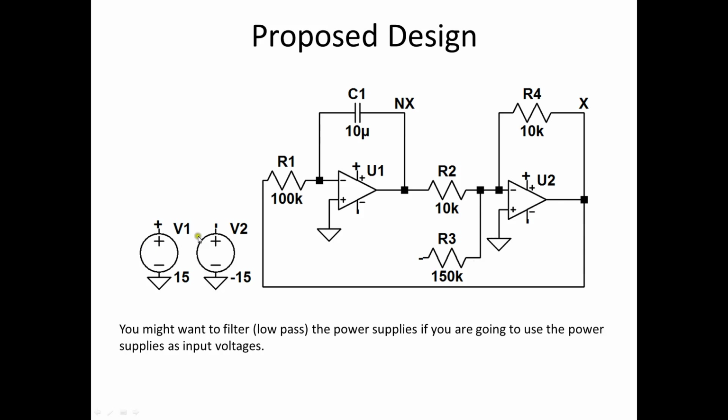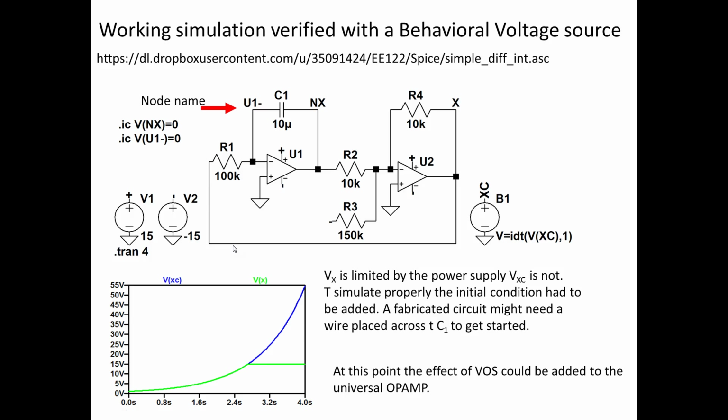Now I might want to filter these power supplies with a low pass filter because they can be noisy. All right. Now here's my working simulation, and you can grab this and put it into your computer and see if it works. Now U1 minus is the node name right there, because sometimes you need initial conditions to short this capacitor to 0 volts. You might even need a wire to do that in your real circuit.